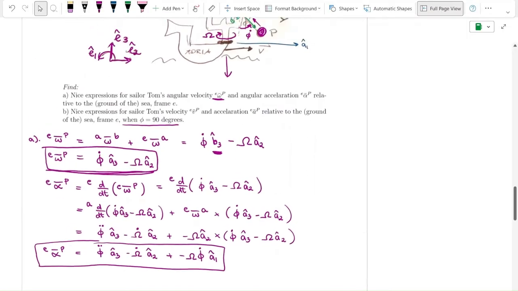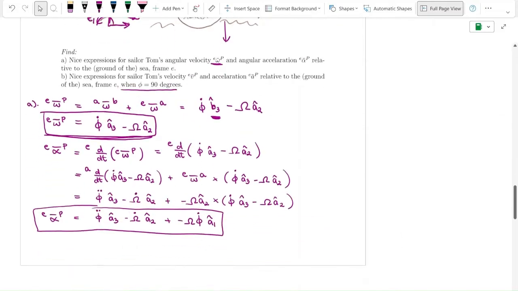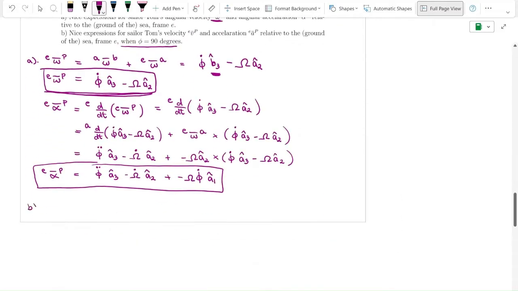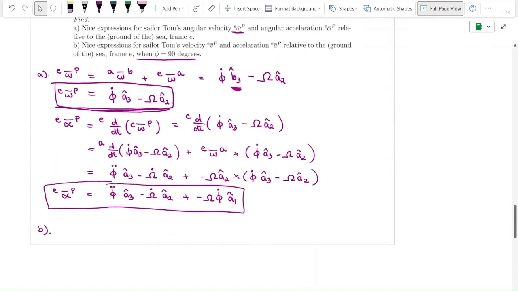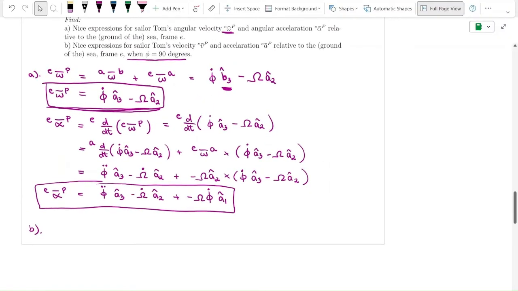Okay, so now we want to do part B, which is where things get really entertaining. We want to find nice expressions for Tom's velocity and acceleration. So let's just start with velocity because it's a doozy. So first of all, how do we find the velocity?